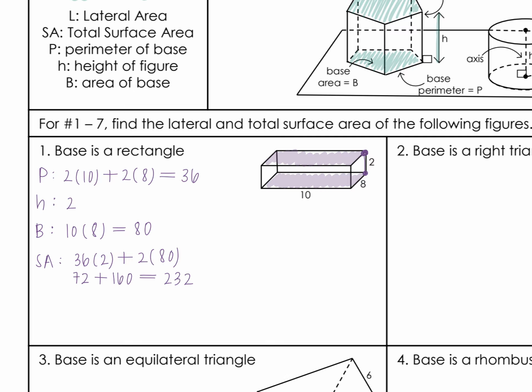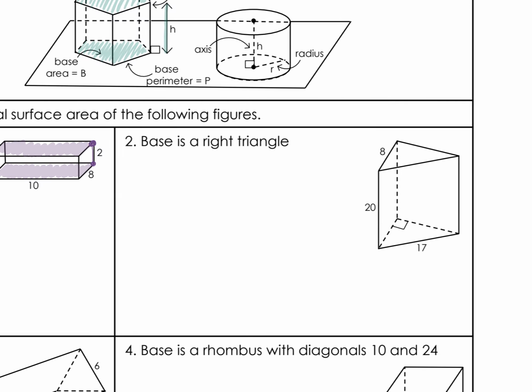Looking at my units, since there are none provided, I'm going to write units squared. And there you have it. That's how you find the surface area of this rectangular prism. To clarify, another way of doing this if you're not using these formulas is to find the area of each one of its faces, add them together, and you should get the exact same 232 units squared that I got using this formula. All right, let's move into number 2.